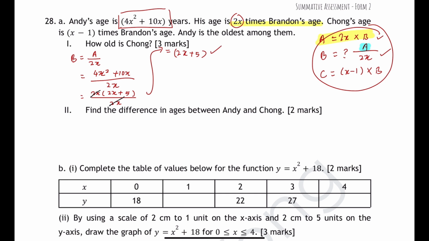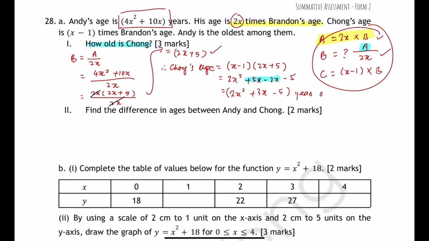This is Brandon's age, right? And the question is asking you on Chong's age. So Chong is x minus 1 multiplied with your B. So from here, Chong's age, you will just use x minus 1 multiplied with 2x plus 5. And you can just expand it, right? Expand it, you will get 2x squared plus 5x minus 2x minus 5. And do your simplification in the middle part. You have 2x squared plus 3x minus 5 years old. That's it.